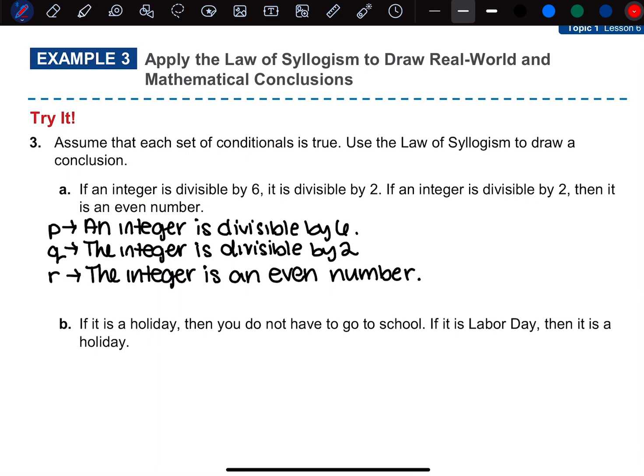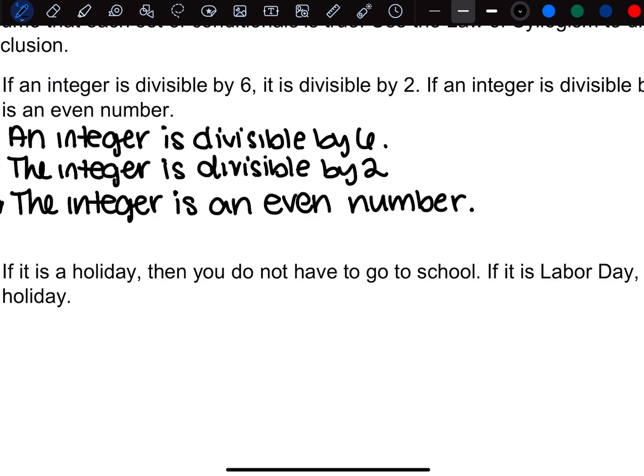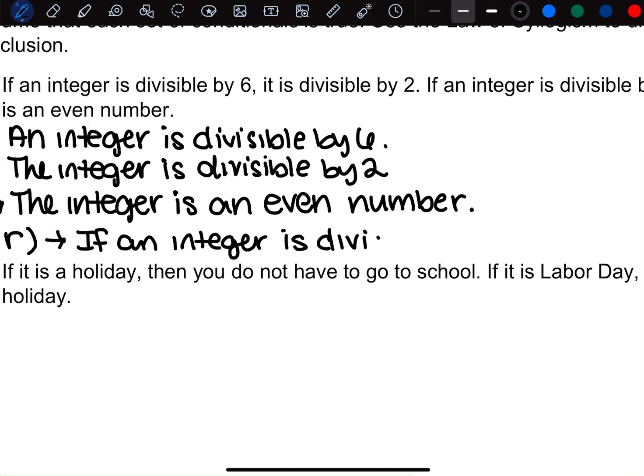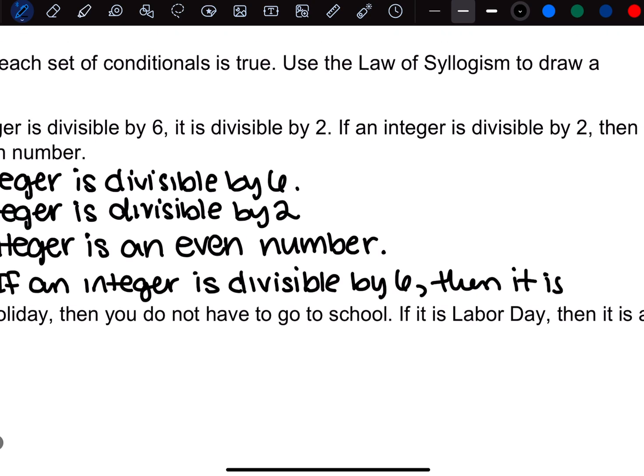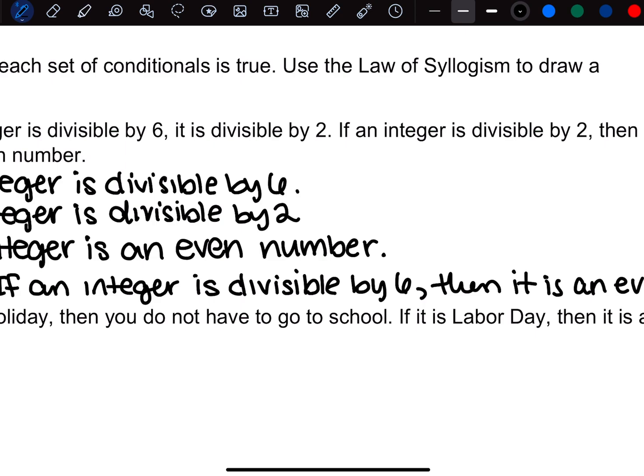So let's make the new statement, since we proved that the statement is true for these scenarios. So our new statement would be, if P, then R. It would be, if an integer is divisible by 6, then it is an even number. I'm just going to put a hashtag for shorthand.